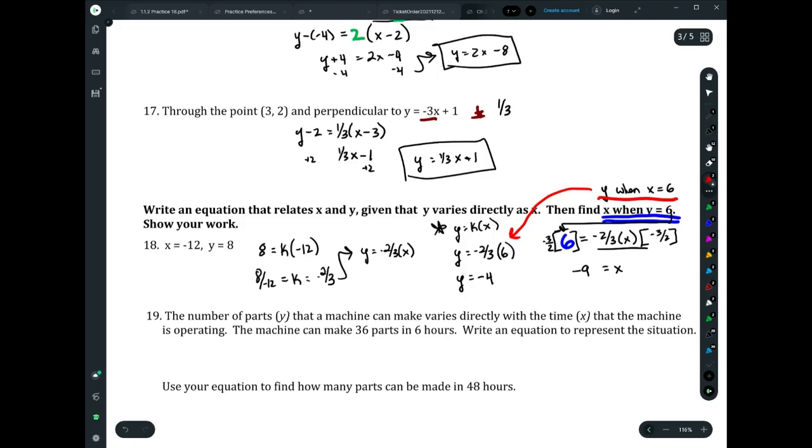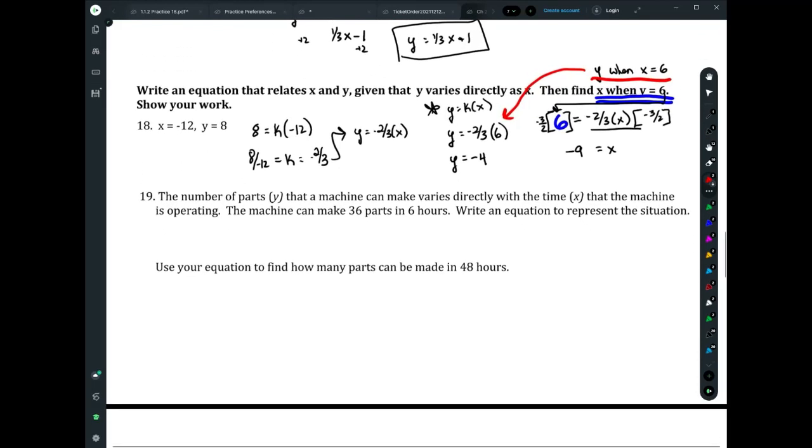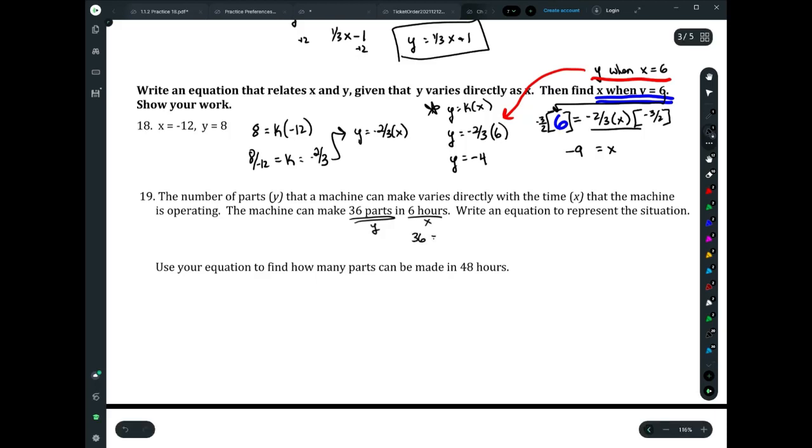Little typo. Where this comes into play are some word problems. Don't let them scare you. It's just every 6 hours a machine makes 36 parts. So hours are always going to be your x value. So what we have is that 36 is equal to some constant times 6. And when we divide, we get the constant is 6 parts per hour.